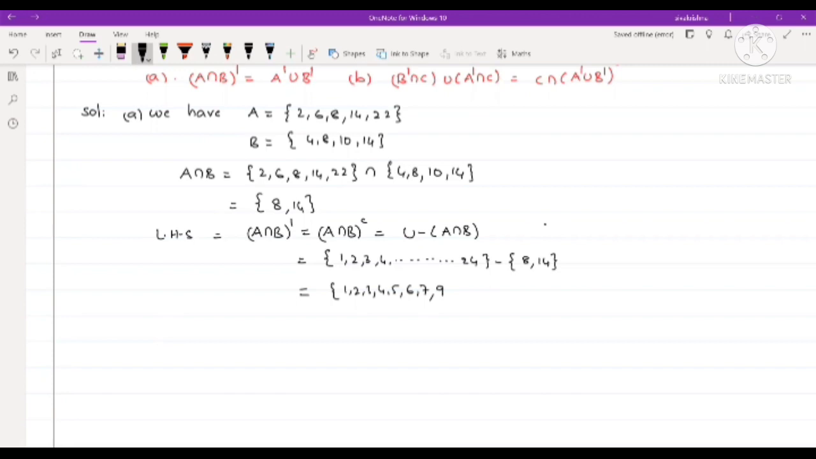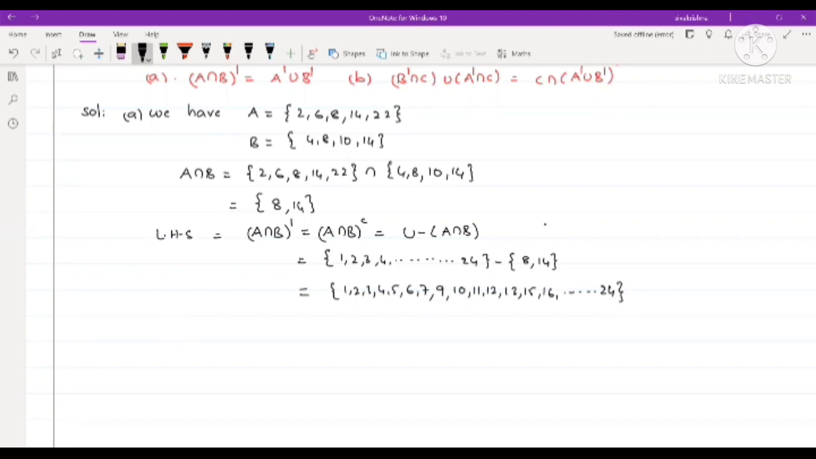After 7 we write 9, 10, 11, 12, 13, after 13 we write 15, 16, and so on up to 24. So in U we leave out the elements 8 and 14. Then we get the set U minus (A intersection B). This is the value of LHS.